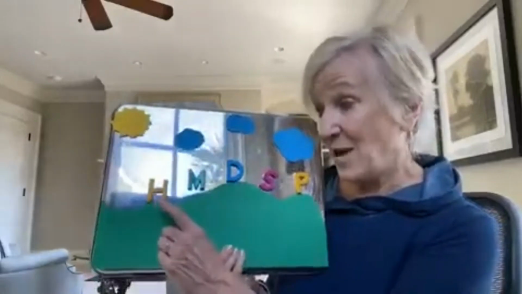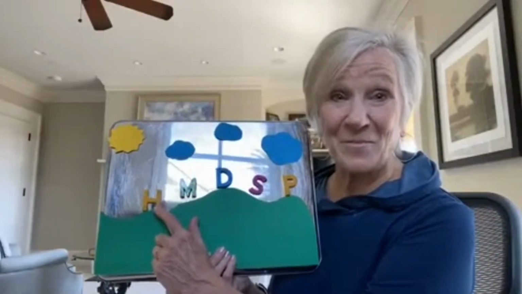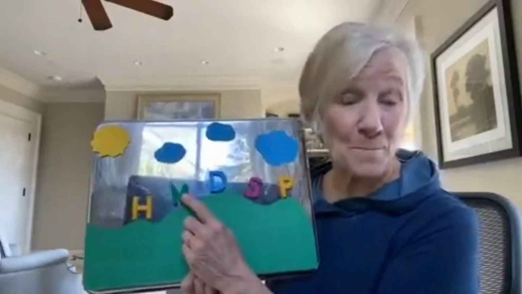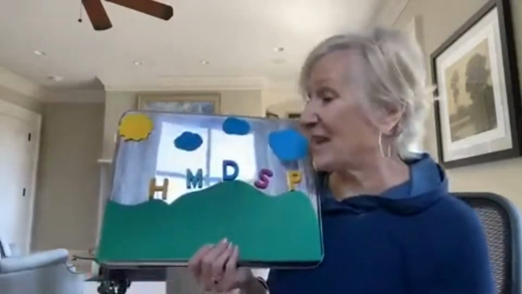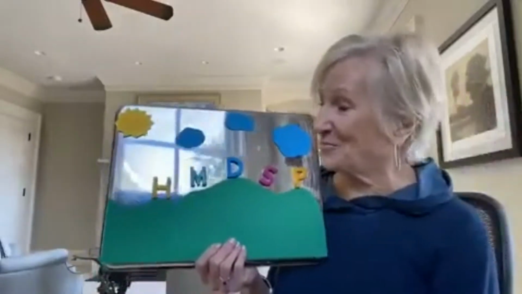H, M, D, S, P. Now, that's the letter H, but he doesn't say H. What does he say? That's right. And what does M say? And so you would review the sounds. And then you would have the children, boys and girls, show me your 5 little letters.